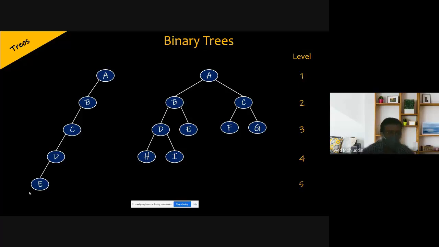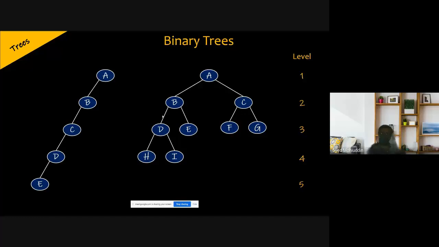Anyway, this is also a binary tree because every node has at most two children: 0, 1, or 2. Not more than 2. But since all the nodes have a left child only, it is known as a left skewed binary tree. You can see that the number of levels increases here. The levels of this binary tree are 5, whereas if you consider this binary tree, it has only 4 levels.